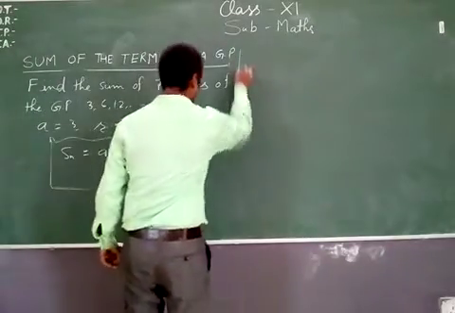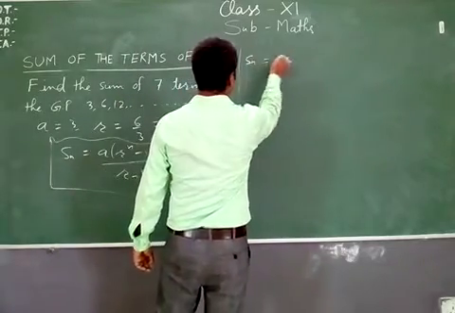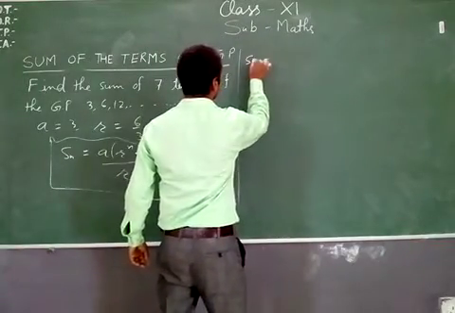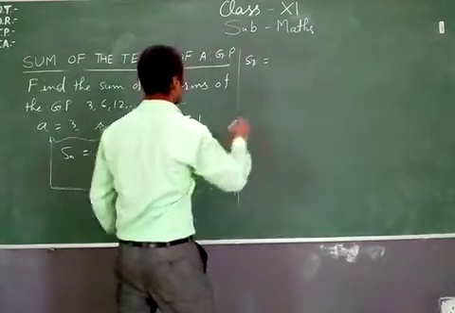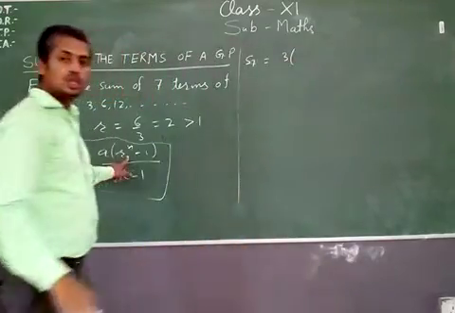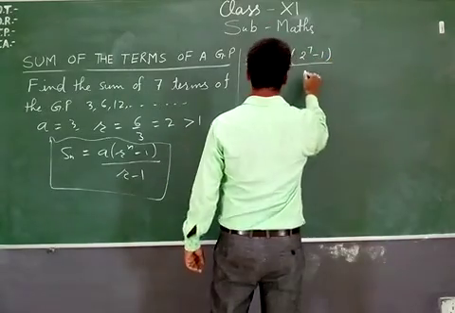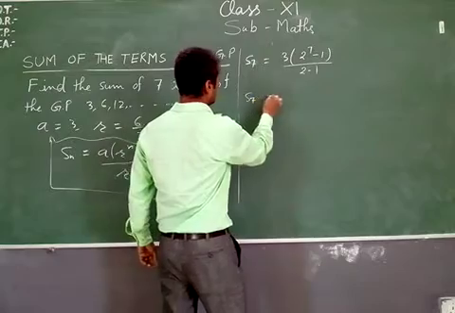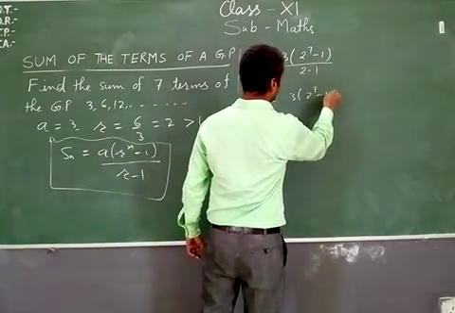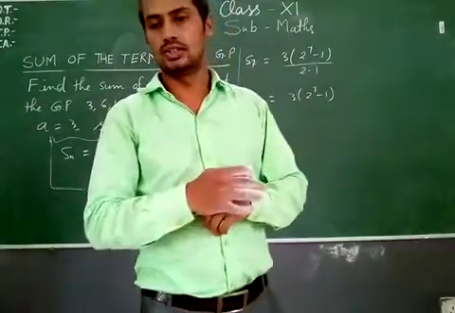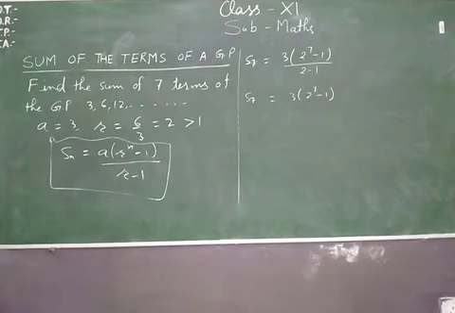This formula we have to use here. Now we can substitute the values of a and r. n equals 7. The first term is 3, the common ratio is 2. So Sn equals 3 into 2 power 7 minus 1 upon 2 minus 1. Now we can leave it here. This is the answer. Now we will discuss more questions to understand how we can apply the sum formula for GP for the nth term.